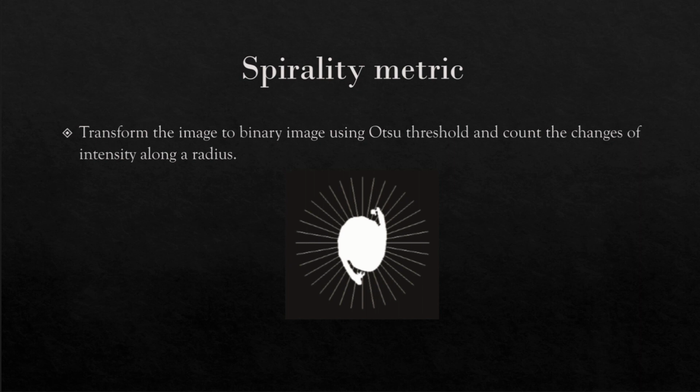We transform the color images to binary images with an auto threshold, then draw lines from the center and count how many times the intensity changes along it. If the count is larger than 1, there is a spiral arm in this direction. Repeat this method in all directions to count the number of spiral arms.